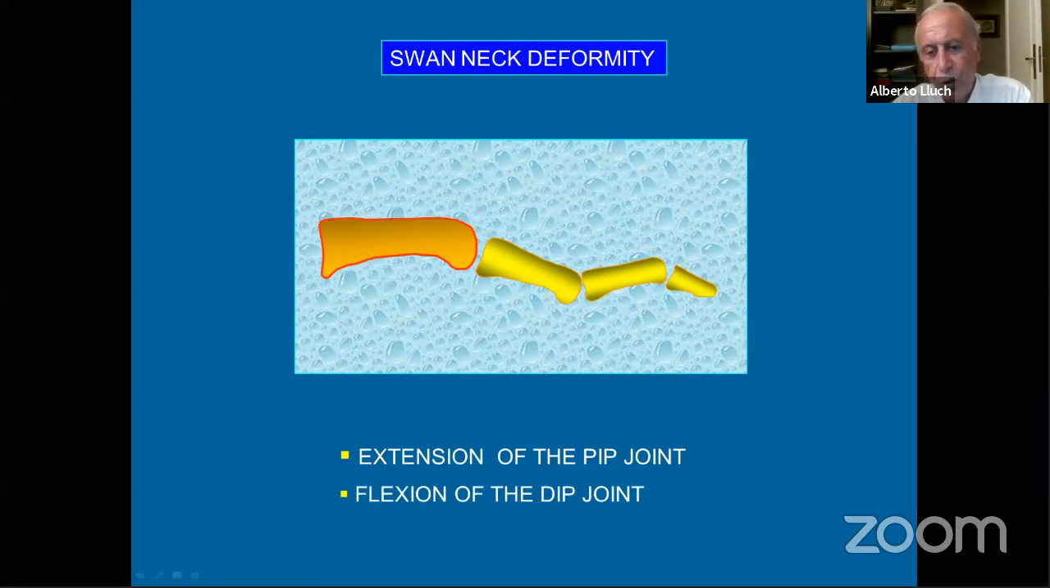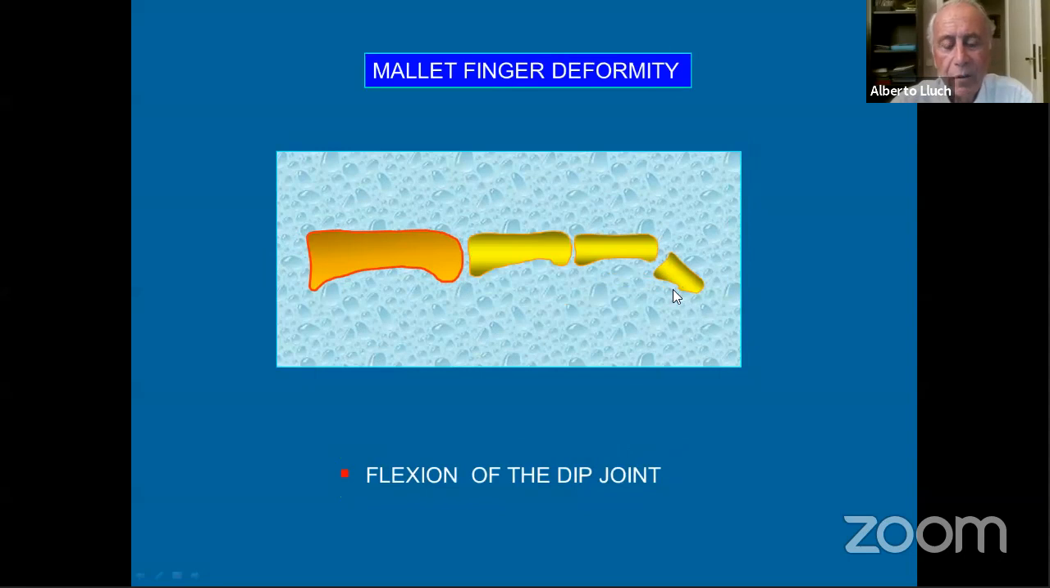We will not have time to talk about Swan-neck deformities because it's a very interesting subject, but it's not a problem of the extensor apparatus. Swan-neck deformity is a problem with the flexor tendons. It's secondary to a synovitis or not, or use of flexor tendons. If you want, later on at the discussion, we'll talk a little bit about Swan-neck deformities. In mallet finger deformity, it's quite simple.